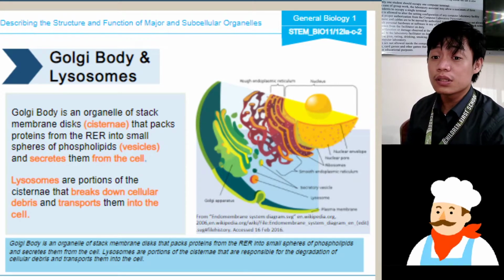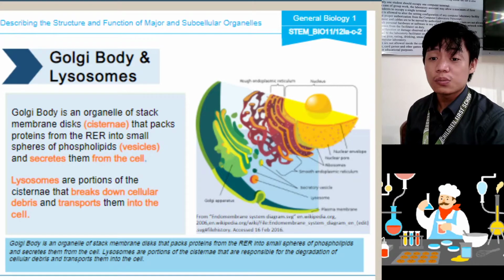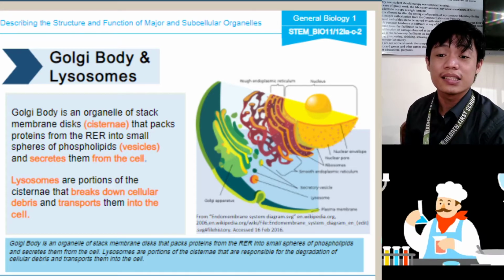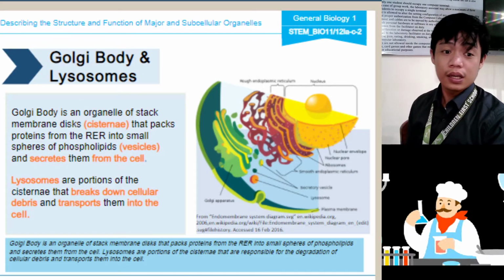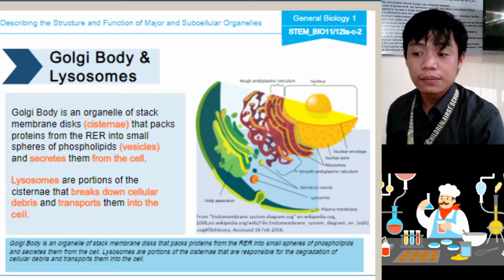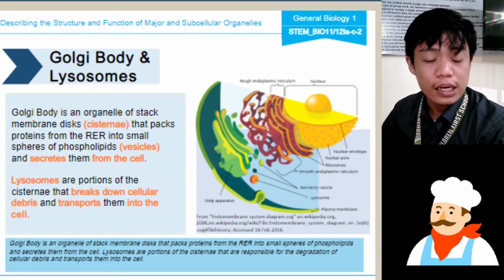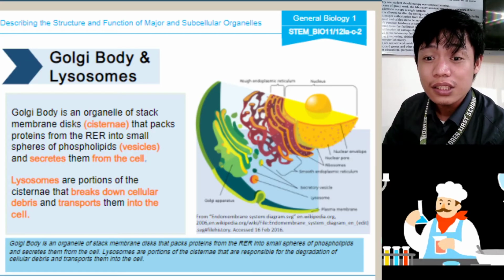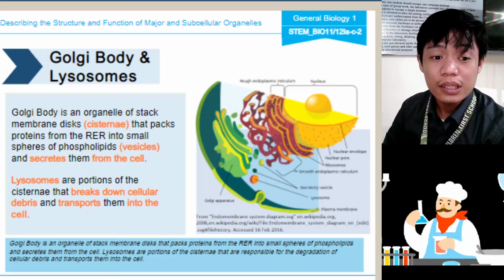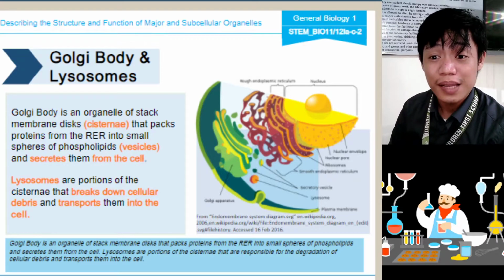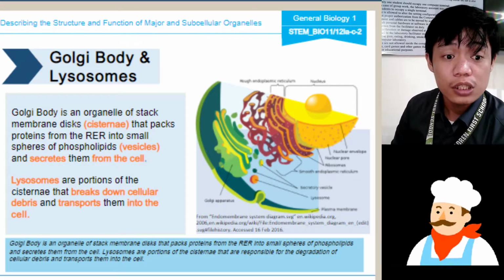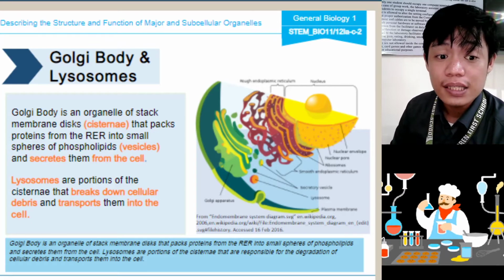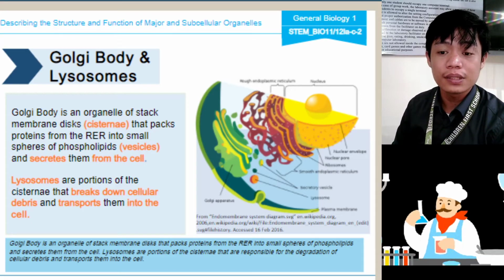The lysosome was not mentioned before, but let us discuss the part of the lysosome. Let's start with the Golgi body. The Golgi body is an organelle of stacked membrane discs called cisternae that packs protein from the rough endoplasmic reticulum into small spheres of phospholipid vesicles and secretes them from the cell.